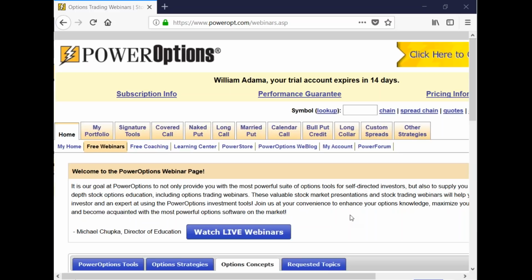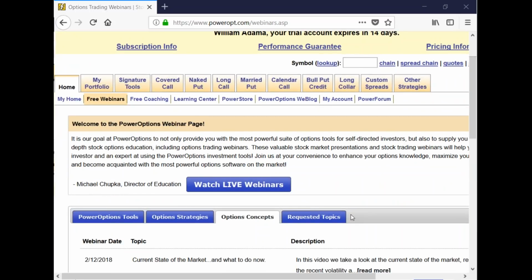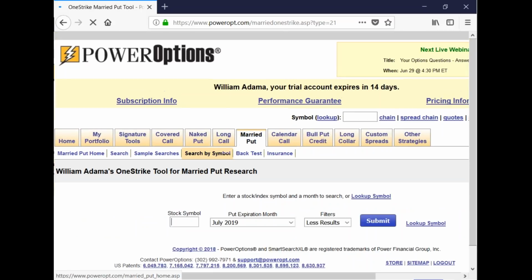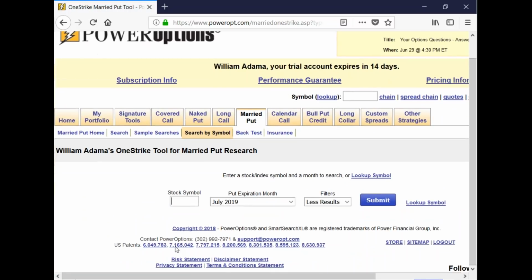Okay, what do I think? Okay, John. On first glance, I think that's too deep in the money based on your cost basis. Let's do it this way. First, let's go to the married put. And this is not the tool to use. I'm just curious to see what would happen. He said a July 19. Okay, so let's go to PEP. July 2019. I'm going to go to more results.